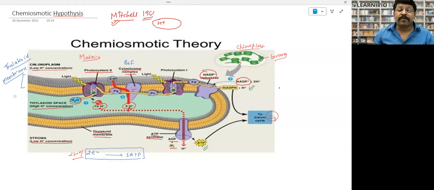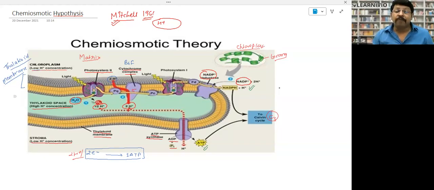Due to the entry of extra hydrogen ions, what will happen? The hydrogen ion concentration will become high inside the lumen of the thylakoid, and comparatively hydrogen ions are low outside of the thylakoid membrane. So between the lumen and the outer matrix, a hydrogen ion gradient will be created. What is the gradient? Outer side of the membrane, there is a low concentration of hydrogen ions, and inner side of the membrane, there is a high concentration of hydrogen ions.